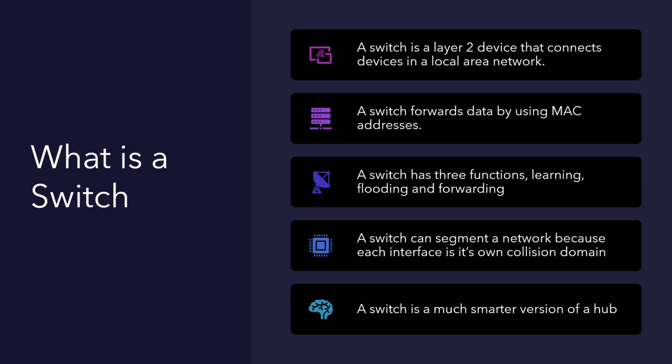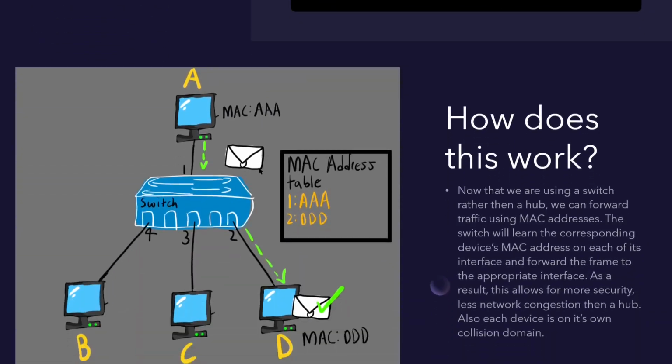What is a switch? A switch is a layer 2 device that connects devices in a local area network. A switch forwards data by using MAC addresses. And a switch has 3 functions: learning, flooding, and forwarding. A switch can segment a network because each interface is its own collision domain. And a switch is much more intelligent than a hub. I'll explain why with this diagram.